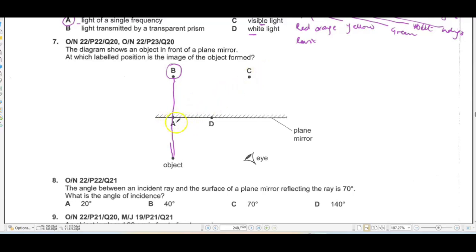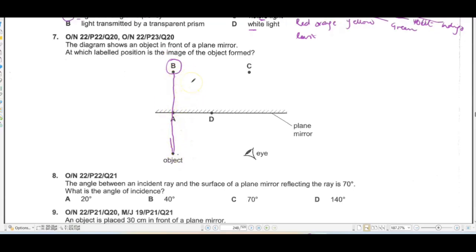Okay? A is in the same line with the object, but its distance is not the same as that of the object from the mirror. Okay? So behind the mirror, the image distance has to be the same as the object distance from the mirror. Okay? So B is the correct option.